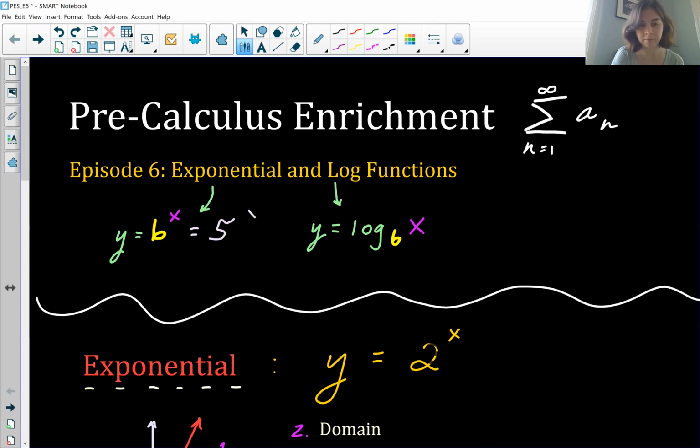An example of that would be maybe 5 to the x. And that's not to be confused with a power function. For a power function, you might have something like x to the 5th. So it's reversed in that situation, but for exponential, it's a number raised to a variable.